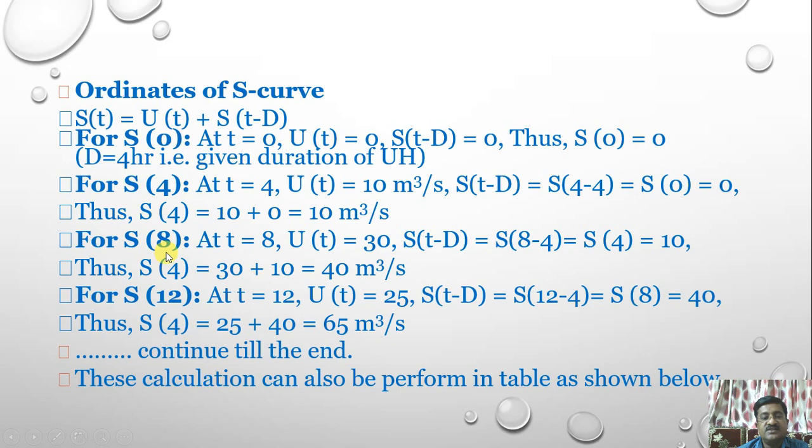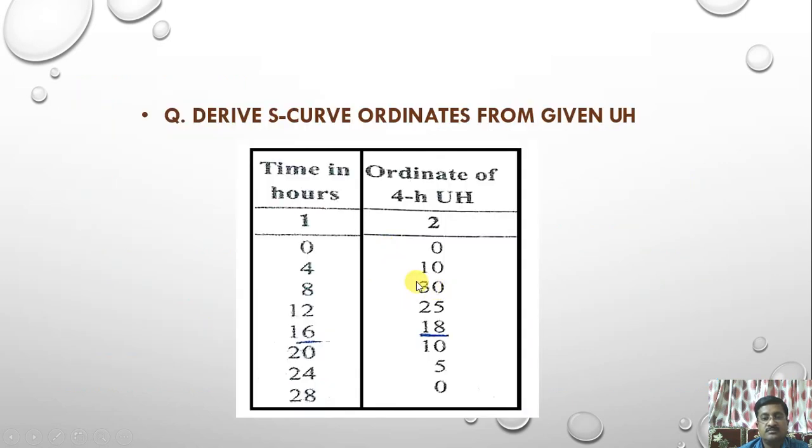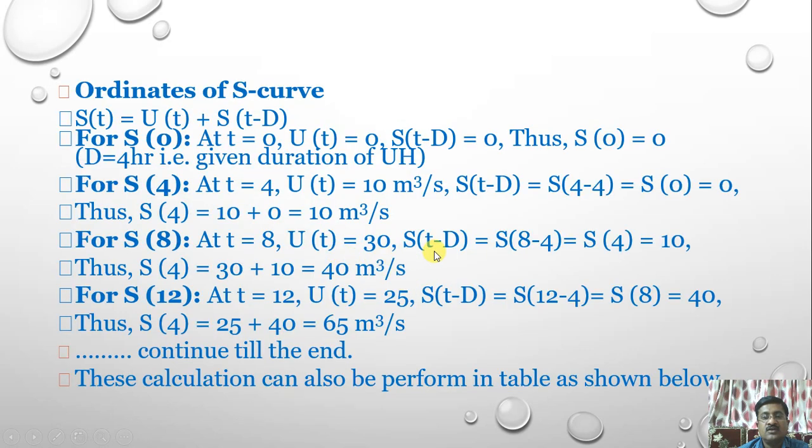S8 is equal to, again taking the 4 hour interval, at t = 8, Ut is equal to 30. So S(t - D), that is S(8 - 4) = S4, is equal to 10. So S8 is equal to 30 plus 10, which is 40 meter cube per second.